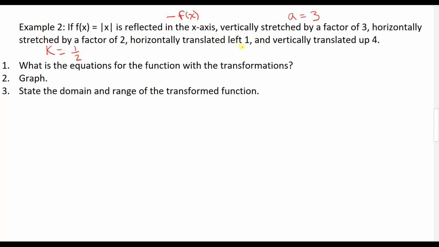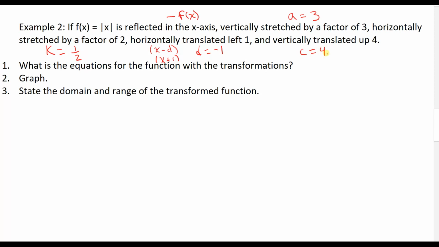Horizontally translated left 1, what's the d value going to be? Inside the function where we have x minus d, what's that d value going to be if it's 1 to the left? Is it going to be positive 1 or negative 1? Negative 1, yeah, because we want it to look like x plus 1 inside the function. Okay, and vertically translated up 4. This is the easiest one, guys. C is plus 4. That one's my favorite.